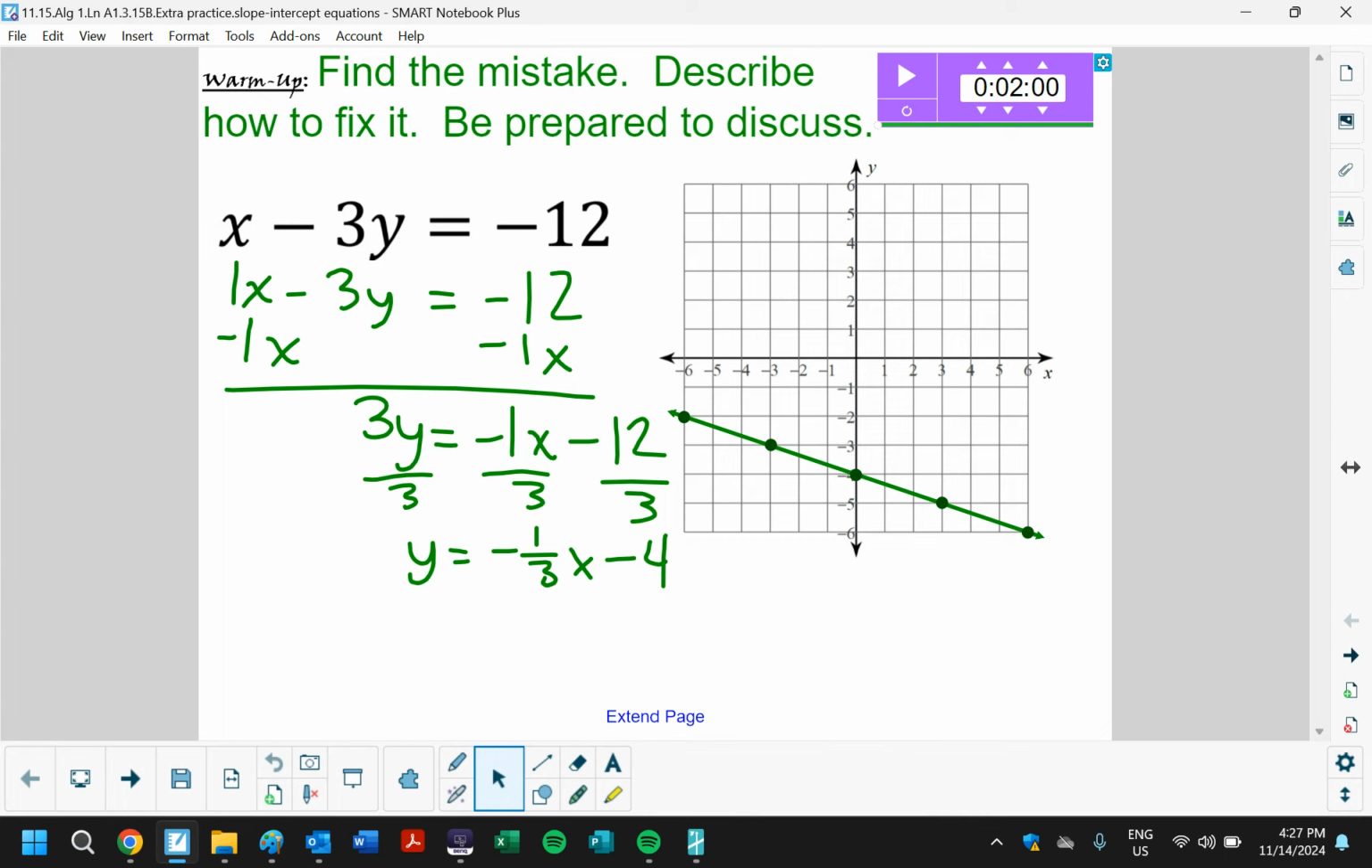First, why don't you go ahead and pause the video, find the mistake from this problem, pause, come back when you're ready.